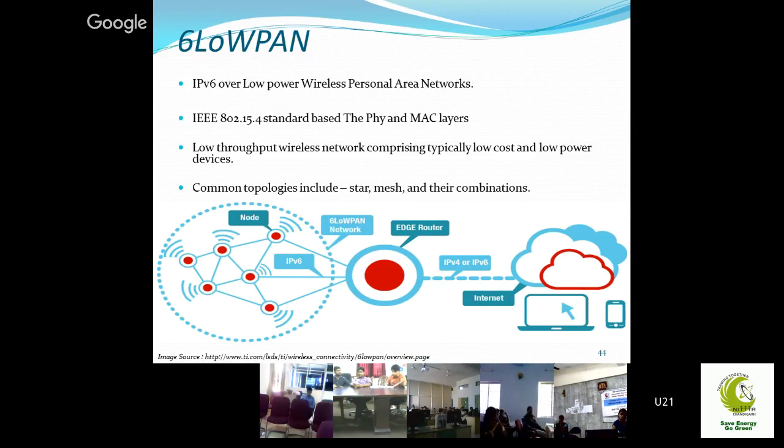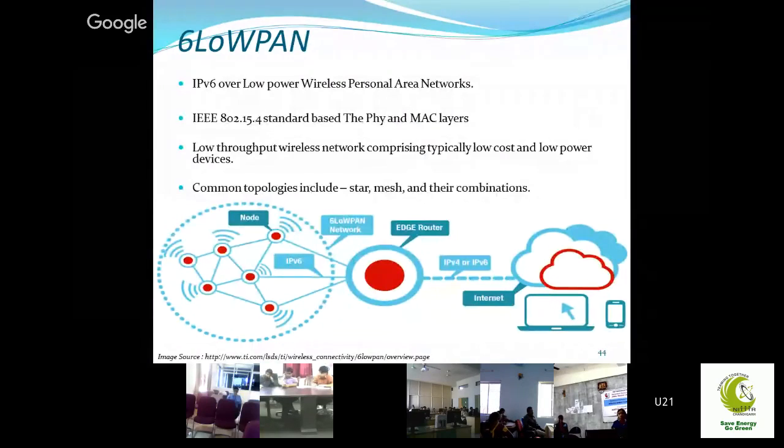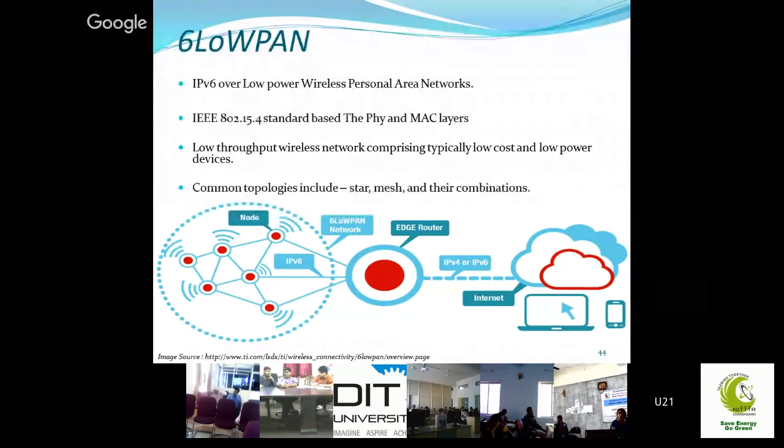Then 6LoWPAN is another standard. Instead of ZigBee, 6LoWPAN is based on assigning IPv6 addresses to your nodes, and then the nodes will be addressable over the internet. So as you can see, IPv6 over low power wireless personal area networks has been shown in this picture.